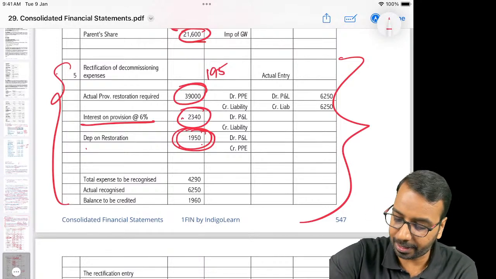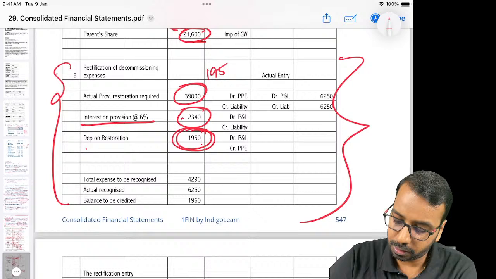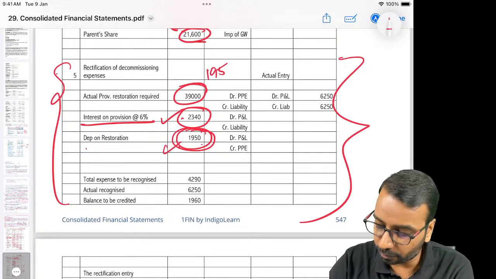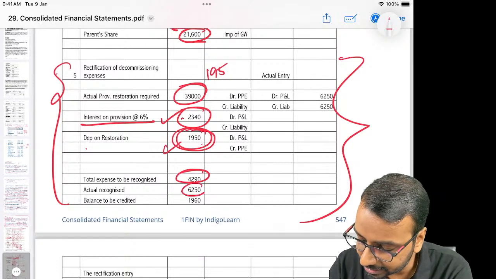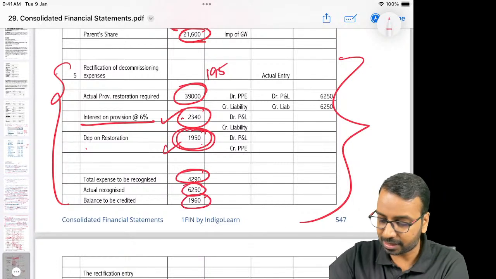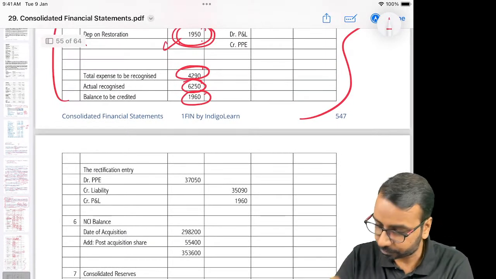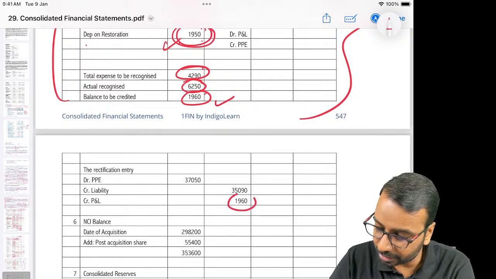So how much should be provided? 2340 of interest plus 1950 of depreciation. We should have provided 4290. We have recognized 6250. So 1960 has to be reversed. 1960 has to be reversed. How will we reverse that? We will add it to the P&L.